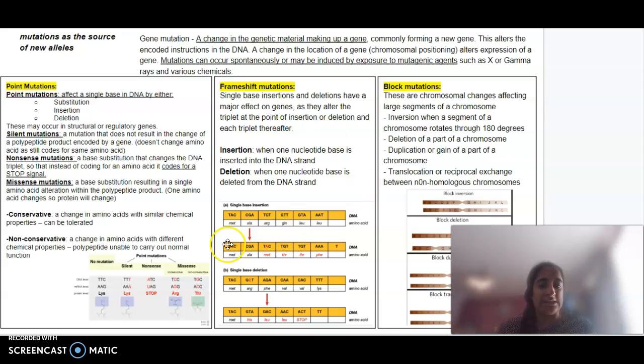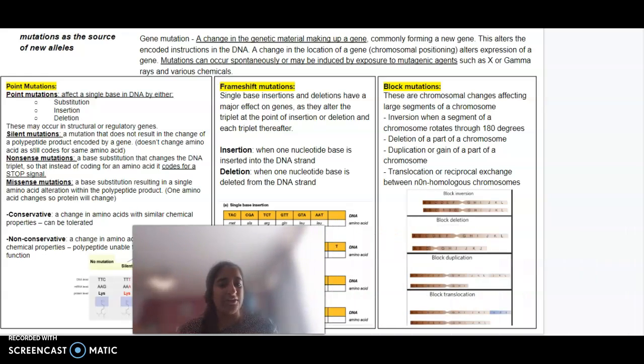So you can see here the addition of an A has resulted in all of the amino acids after that mutation being affected. Okay, and a block mutation is where instead of just looking at one nucleotide, there will be segments of whole chromosomes that might be impacted. So there could be inversions where your chromosome might rotate 180 degrees. There could be deletion of part of a chromosome. There could be a duplication, so a double up of a part of a chromosome. And there can be what we call translocation, so moving to a totally different chromosome as well.